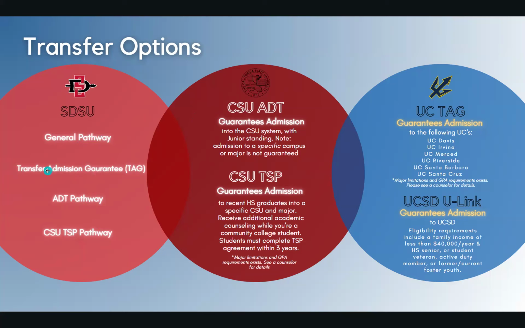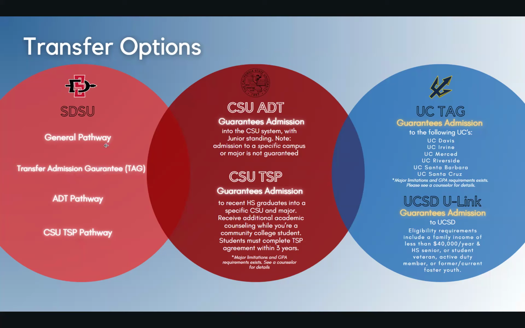If you select a TAG major and you are eligible and you meet all the requirements, then you will receive guaranteed admission into SDSU. Please note that TAG is only open for select majors and certain students, and your counselor can help you determine if you and your major are eligible. If your major is not offered in TAG, you can still apply through other pathways.